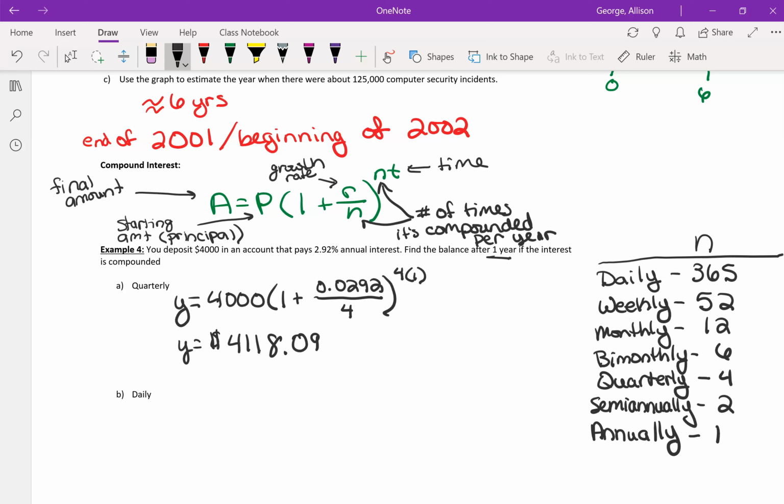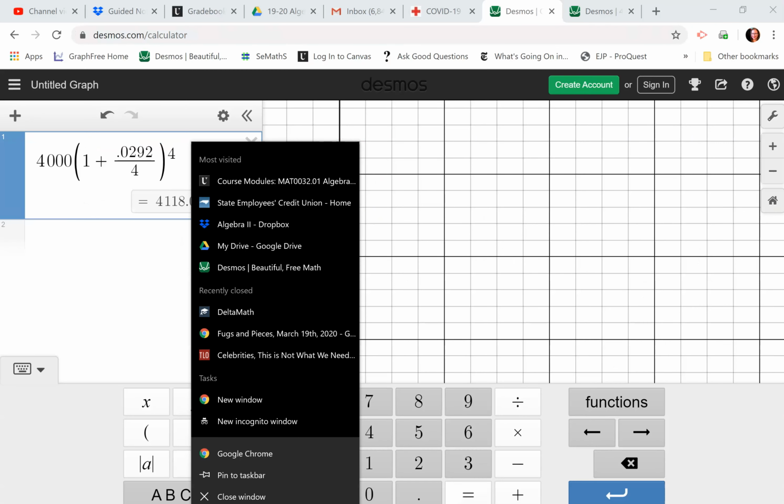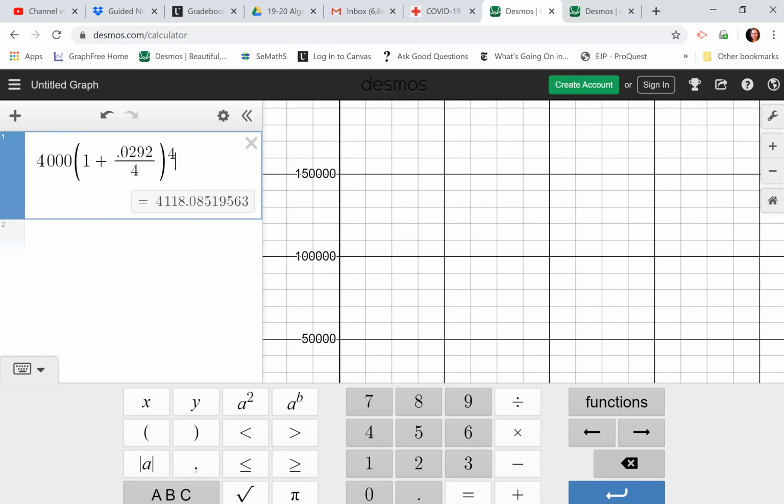All right, so let's look at it if it's daily. So the formula is going to be exactly the same, except our n is going to change. So it's still 4,000 plus 0.0292. But if it's compounded daily, that's 365. All right, so same thing. Let's jump back to Desmos. All we need to do is change those two n's. So that one needs to be 365, and that one needs to be 365.